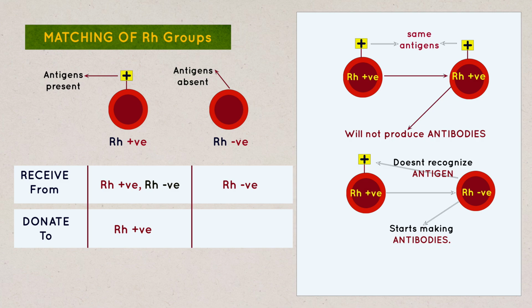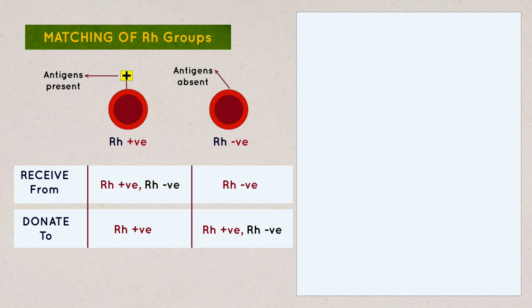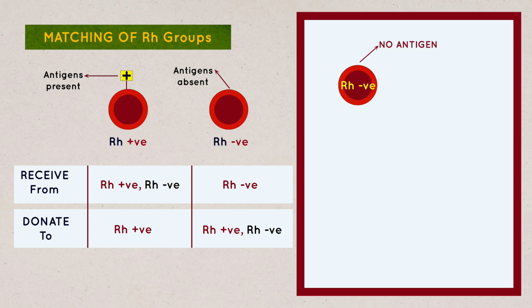Next, let's see what blood groups Rh negative can donate to. The Rh negative blood will be able to donate blood to Rh positive and Rh negative both. Let's see how the Rh negative does not have any antigens on them. So if it is transferred to Rh positive, the Rh positive will not produce antibodies.